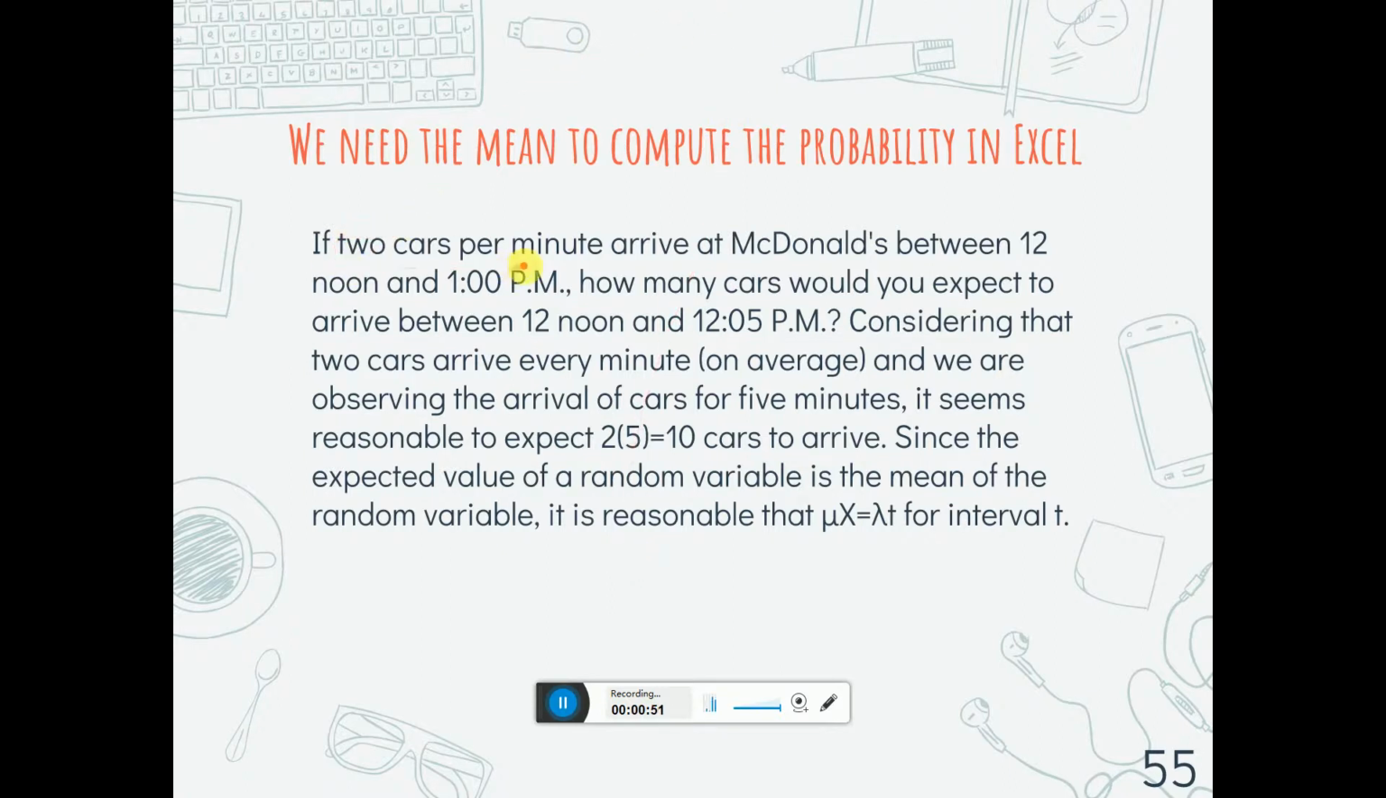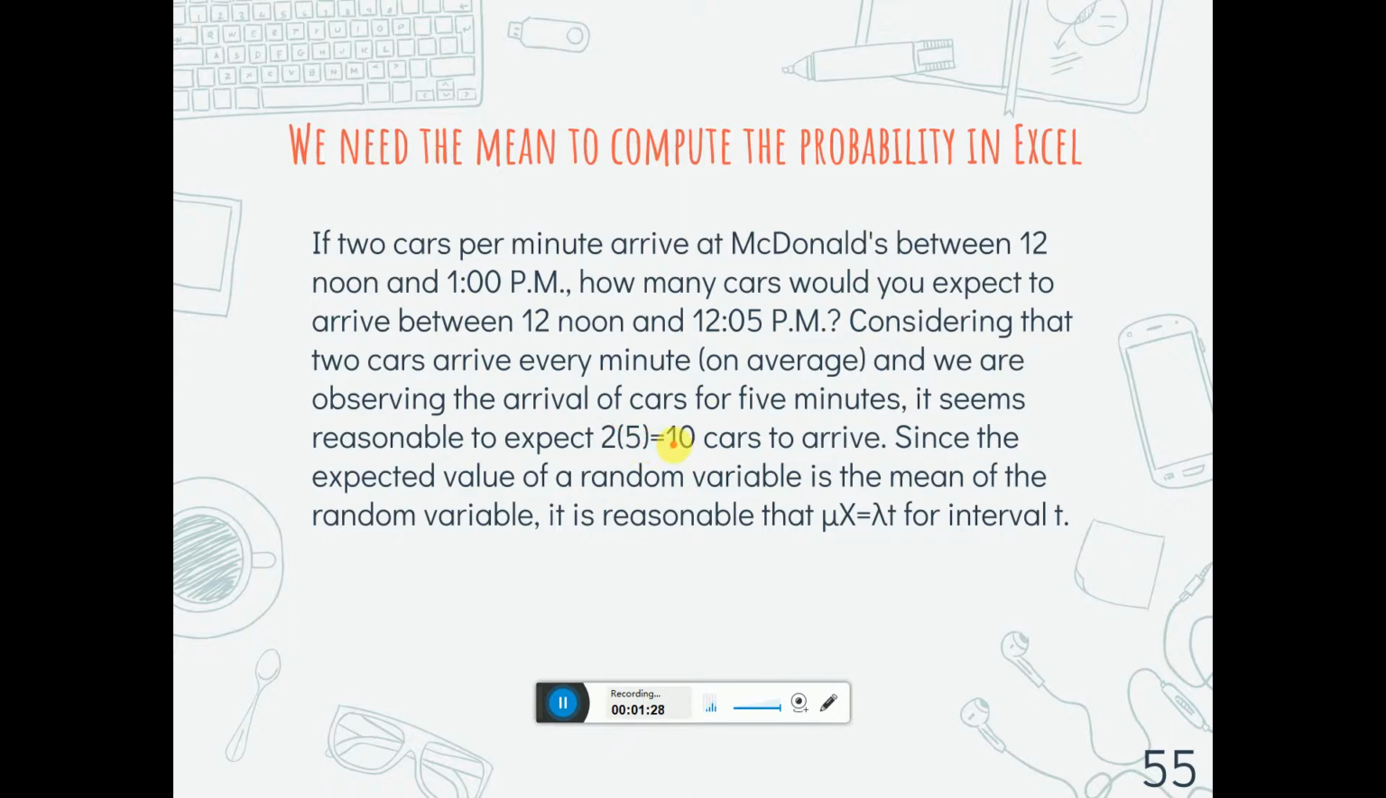If we get 2 cars every minute, and we care about a 5-minute interval, it seems reasonable that we would get 10 cars for that 5-minute interval. This is the math being done right here: lambda, which is 2, times time, which is 5 minutes, gives us 10 cars. But if we just look at the problem, we don't have to worry about the variables lambda and time. If I expect 2 cars every 1 minute, and I'm looking at a 5-minute interval, then over those 5 minutes I should expect 10 cars.